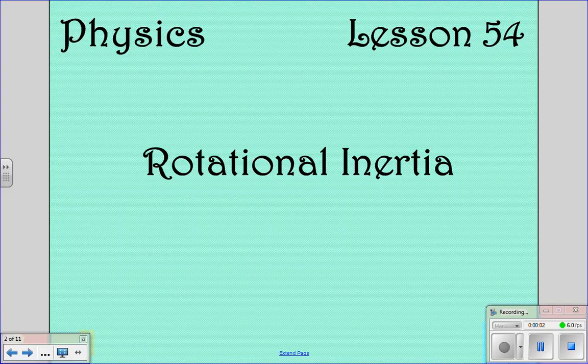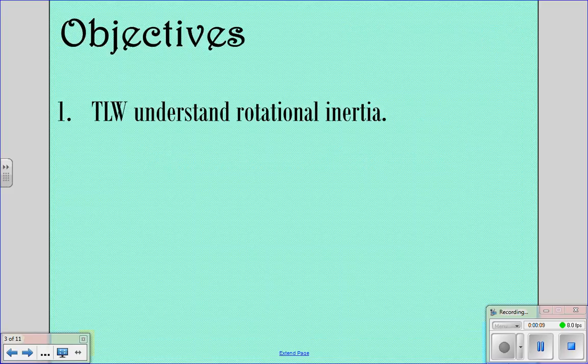All right, so today we're going to look at lesson 54, rotational inertia. Hopefully after this lesson you will understand rotational inertia.